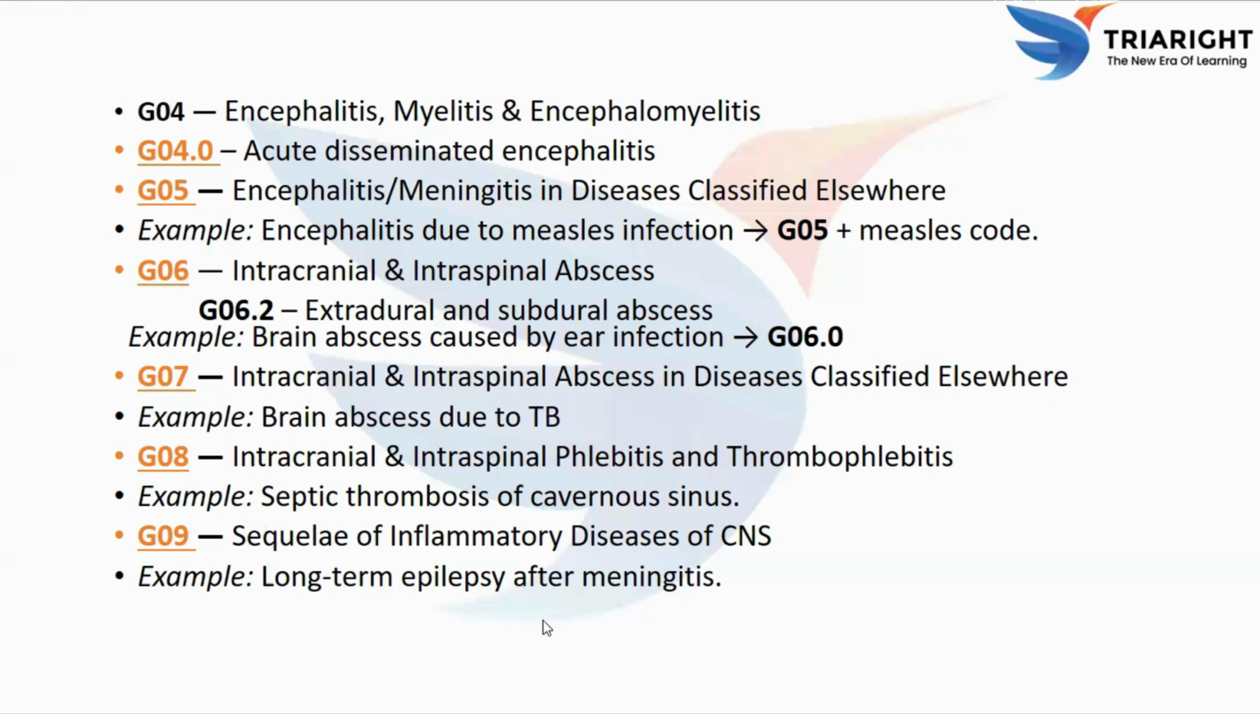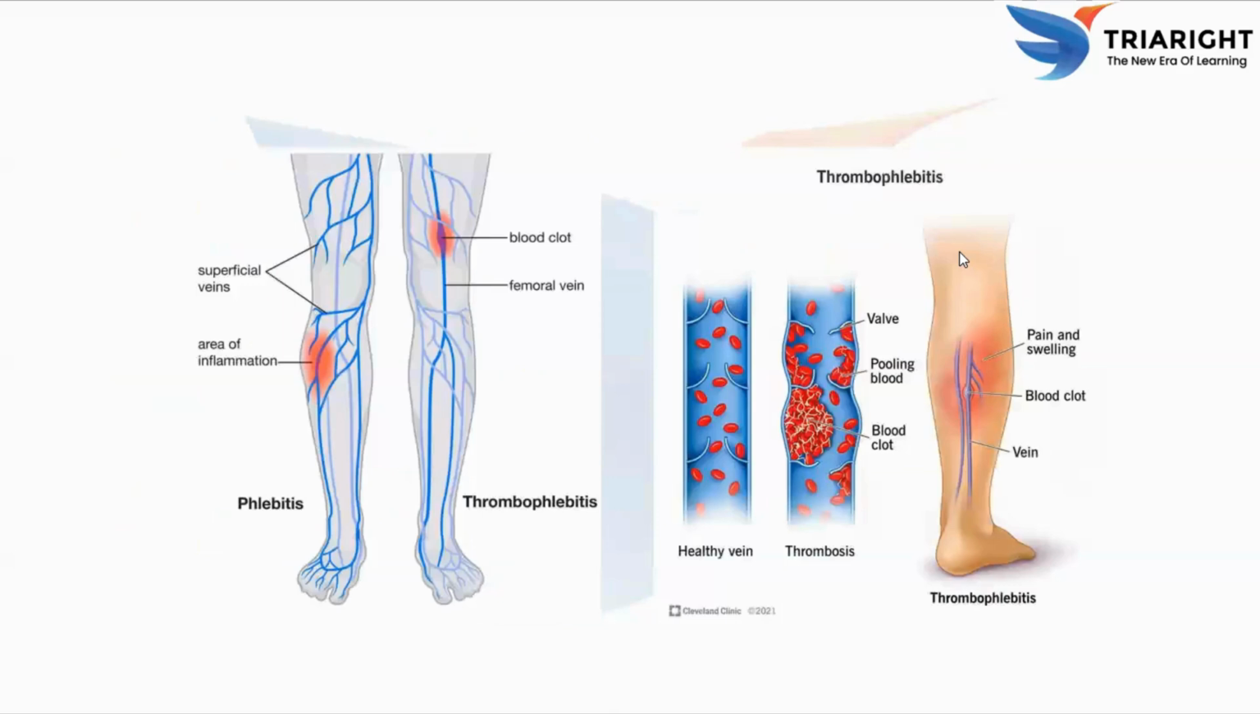It's a sequela code. Yeah, here is a picture. You can see clearly the differences between phlebitis and thrombophlebitis. So what is the difference actually? What do you mean by phlebitis? It's an inflammation of a vein, right? Phlebo means vein. Itis means inflammation. It's an inflammation of the vein.